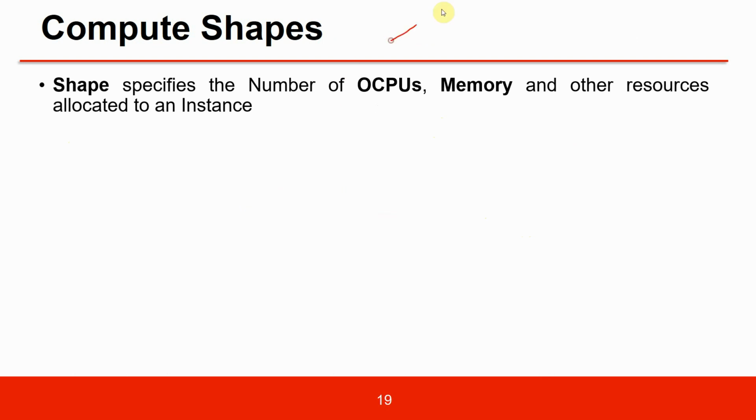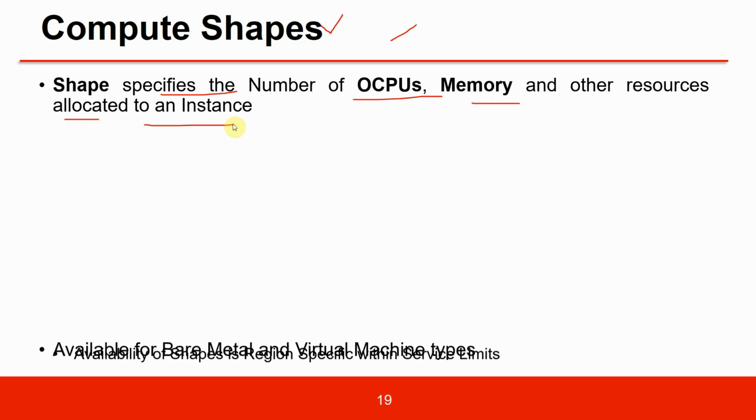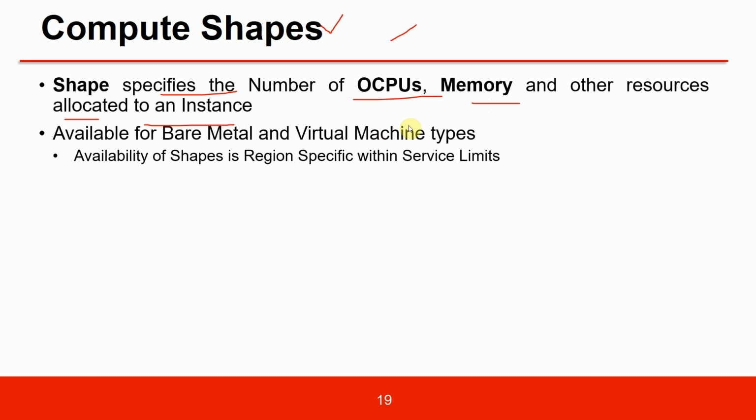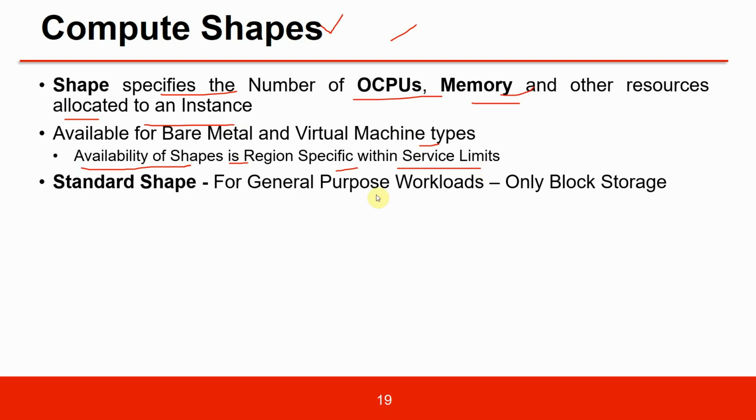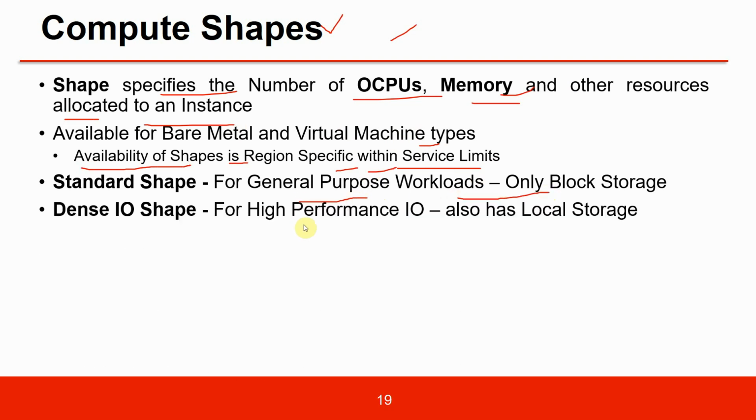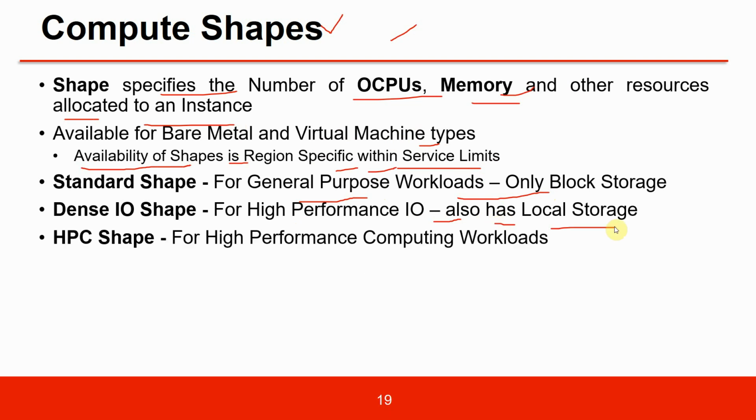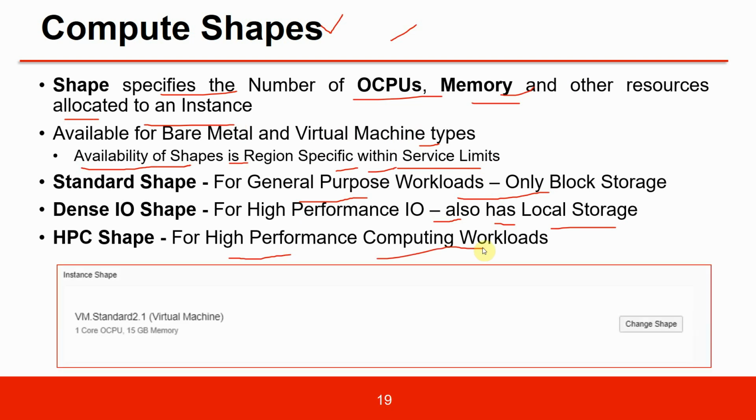Shapes: now you recollect that screenshot. Shapes specify the number of CPUs, memory and other resources allocated to the instance. It's available for bare metal and virtual machine types. Availability of a shape in a region is specific, within service limits. And image, of course. Standard shapes are for general purpose workloads, with only block storage offered. Dense IO shapes are for high performance and also have local or NVMe storage. HPC is for high performance computing workloads. So we have different types of shapes.